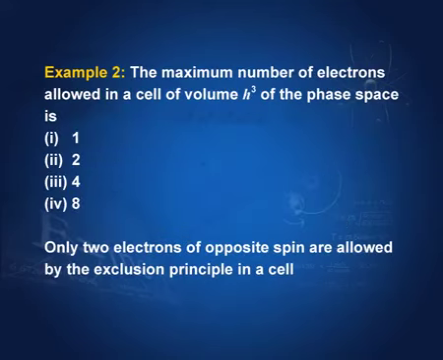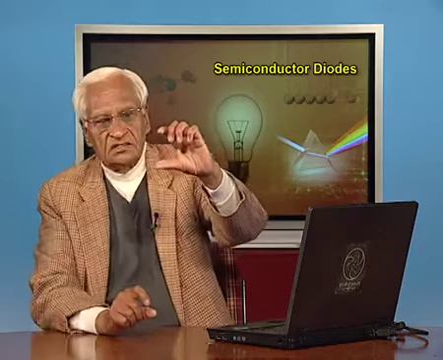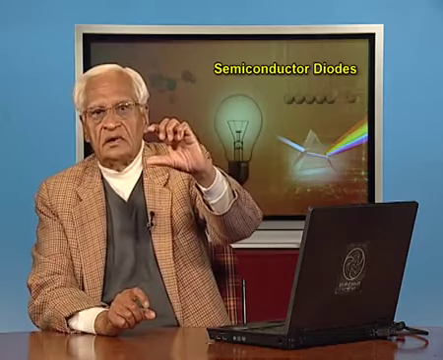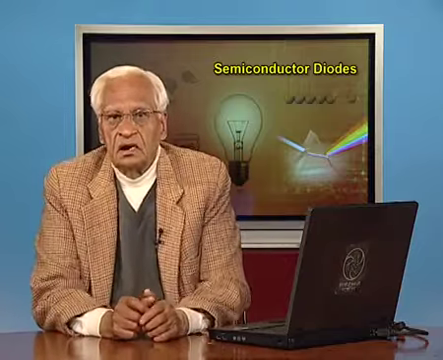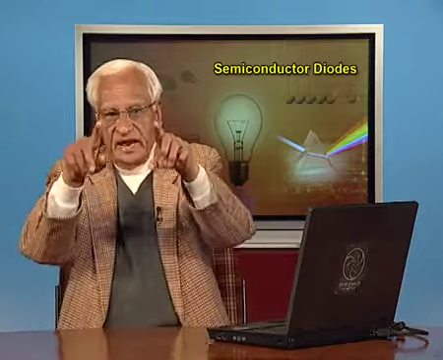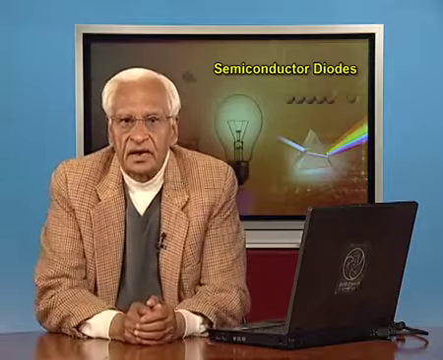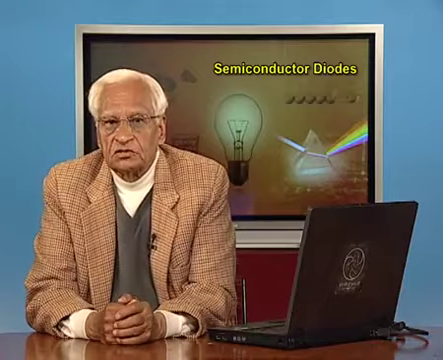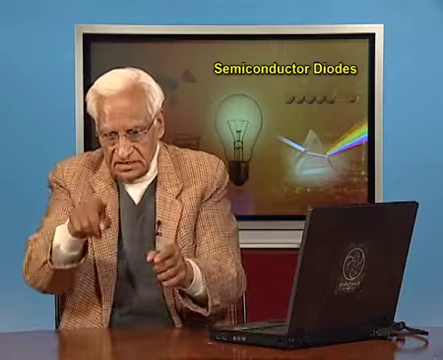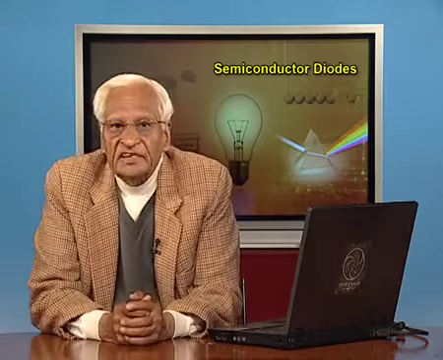The maximum number of electrons allowed in a cell of volume h cubed of the phase space is: 1, 2, 4, 8. These are the options. Now, recall that because of the uncertainty in momentum of amount delta p and uncertainty in position of amount delta x, delta p times delta x is the size of a cell in which at most 2 electrons can exist. In 3 dimensions, this cell has a volume h cubed.